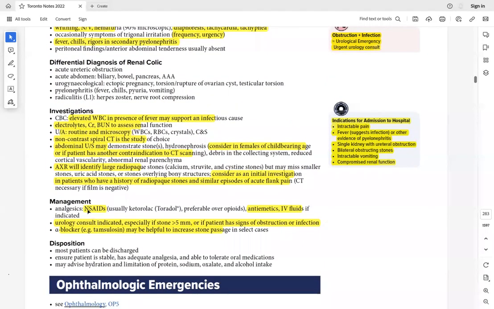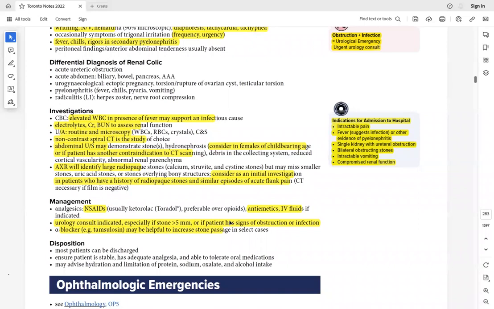What is the management? NSAIDs, antiemetics, IV fluids. If the stone is less than 5 millimeter, just give increased fluids and the stone will pass out. If more than 5 millimeter, or the patient has signs of any obstruction, sepsis, or a single kidney, then what do we have to do? We have to consult the urologist.